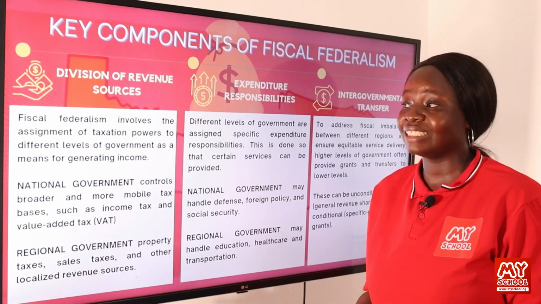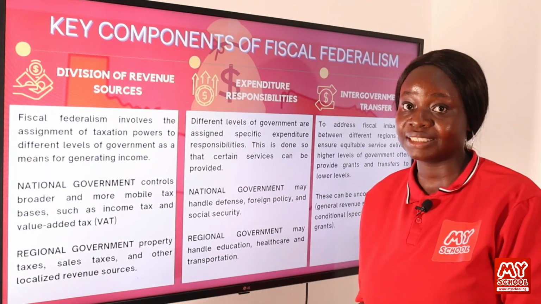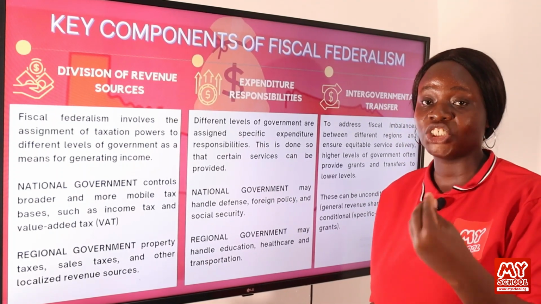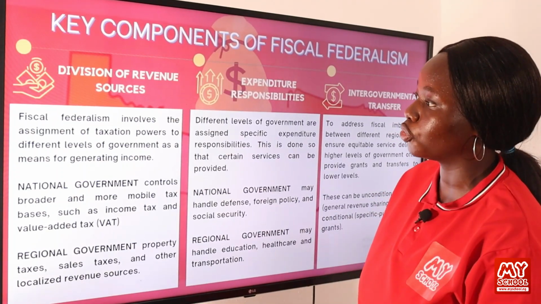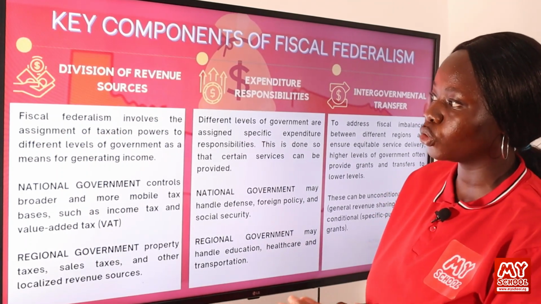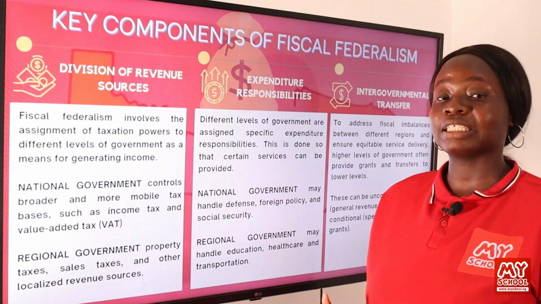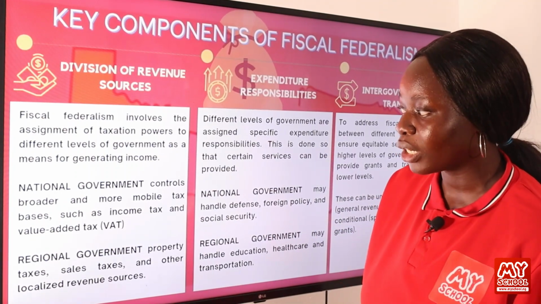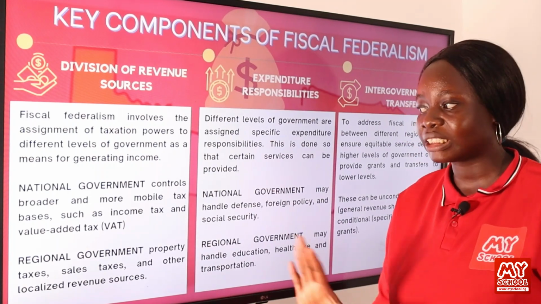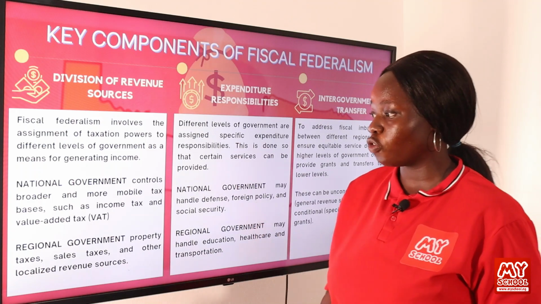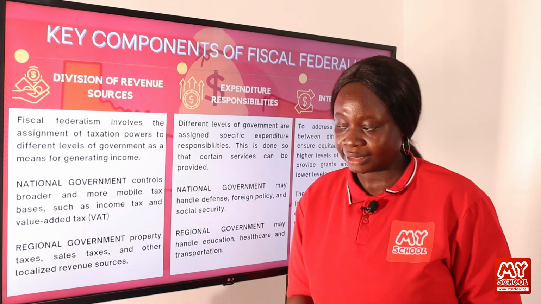Remember I said earlier that they derive their revenue mostly from taxes. They also derive it from other sources, but it's mainly from the taxes that are generated from the citizens of the country. So fiscal federalism involves the assignment of taxation powers to different levels of government as a means for generating income. So the national government controls broader and more mobile tax bases such as income tax and value-added tax. It's the responsibility of the federal government to collect these taxes.